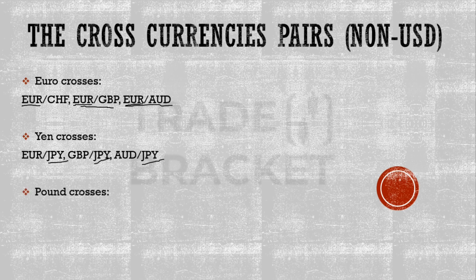All right. So another example, we have the pound crosses. Okay. So we have the Great British Pound against the Australian dollar or the Aussie. Then we have the Great British Pound against the Canadian dollar. Then we also have the Great British Pound against the New Zealand dollar. And like I said, the Great British Pound is the common denominator. So you can come up with as many variations of crosses as you want.